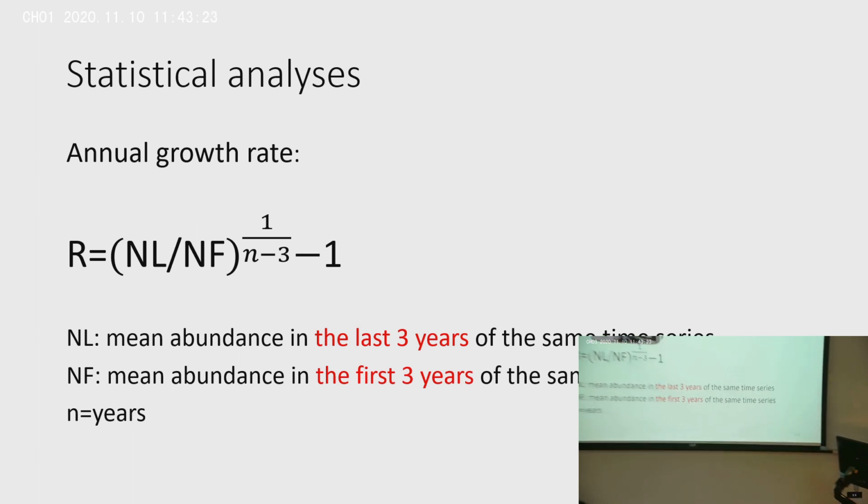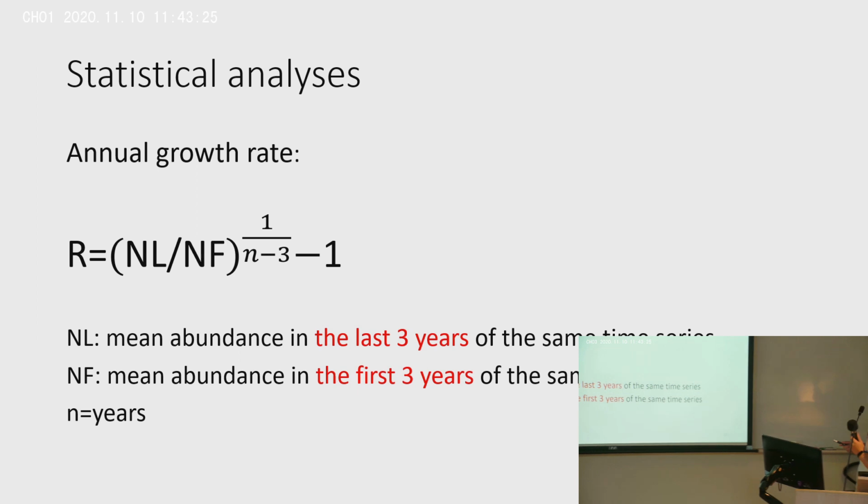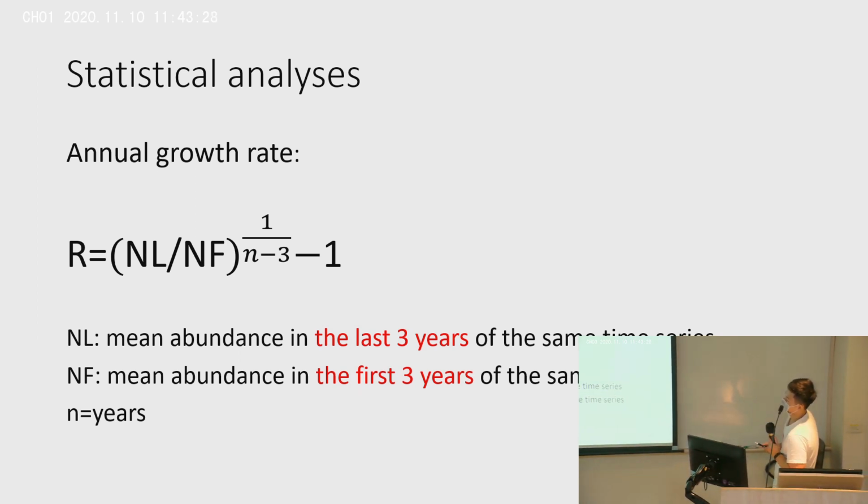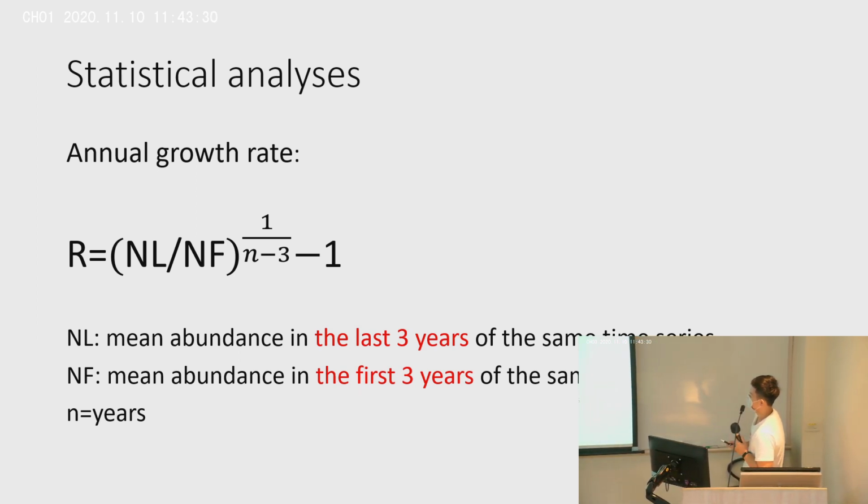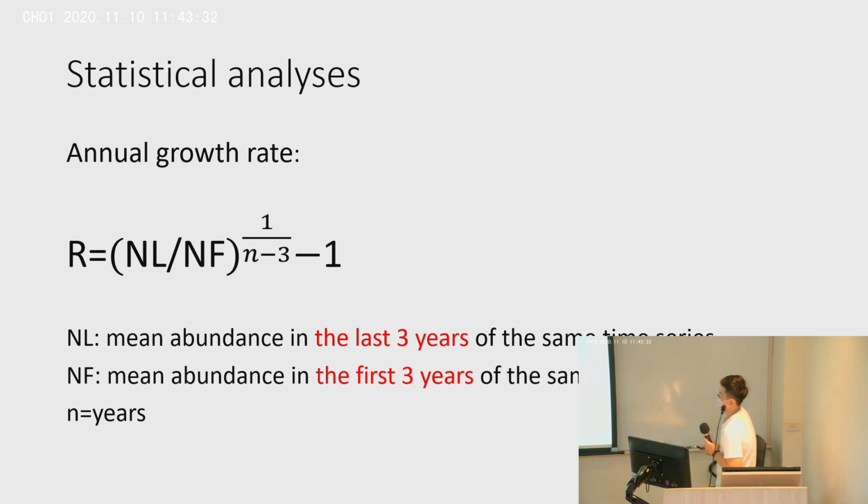We use annual growth rate for statistical analysis, where NL is the mean abundance in the last year of the same time series, and NF is the mean abundance in the first 3 years of the time series.